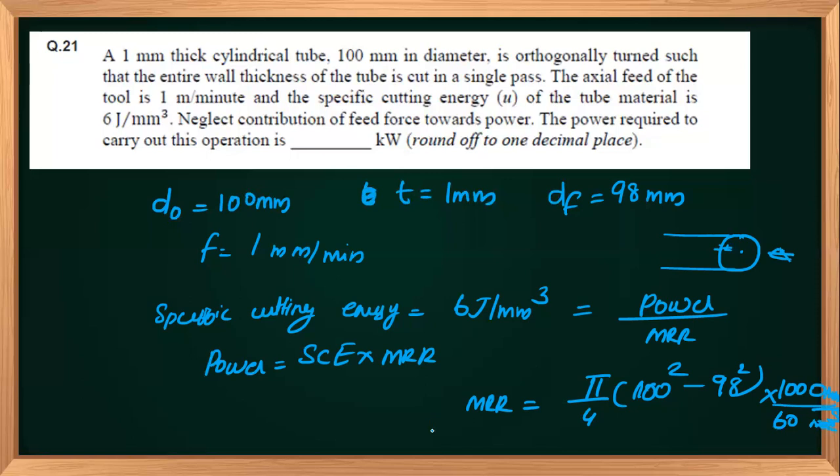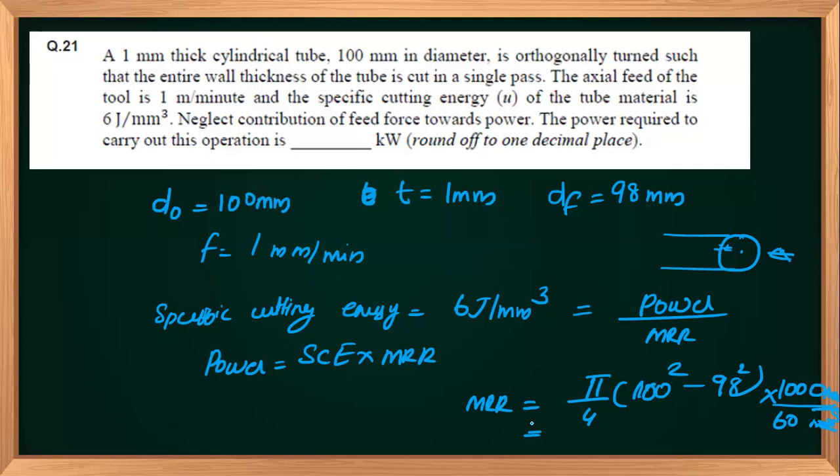So this you have to compute. I will compute what will be this one. Square minus 98 square into 1000 divided by 60 will give you 518.61. Multiplied by 6 is also there, 6 joules per minute.